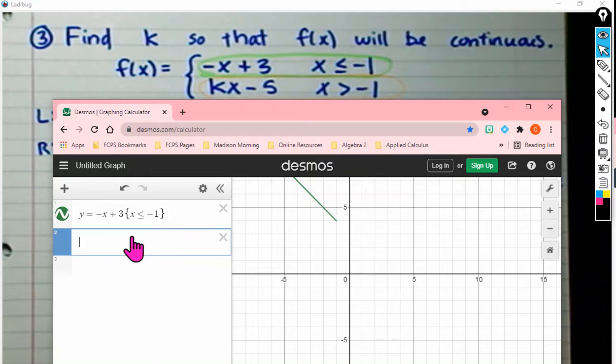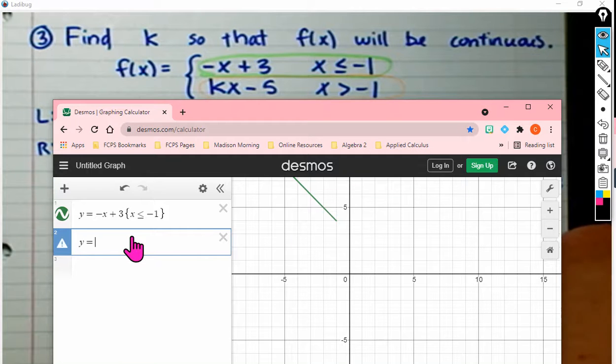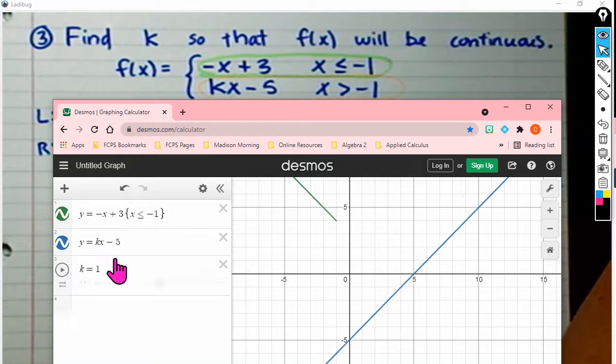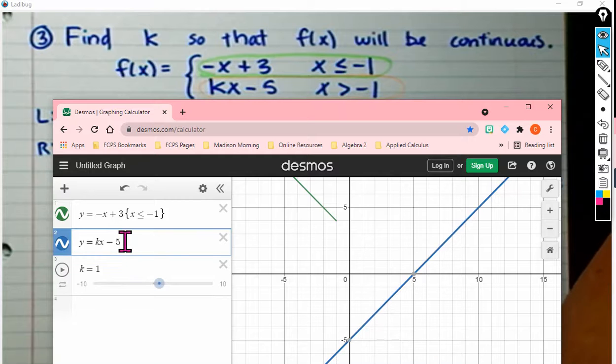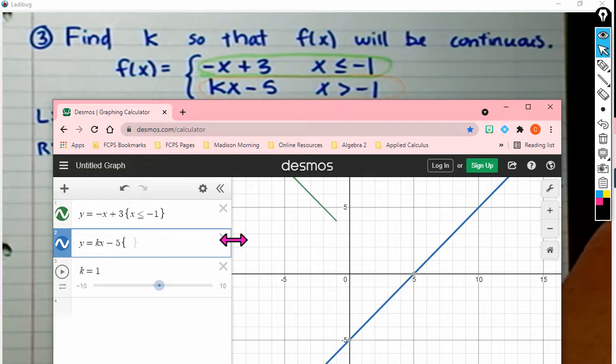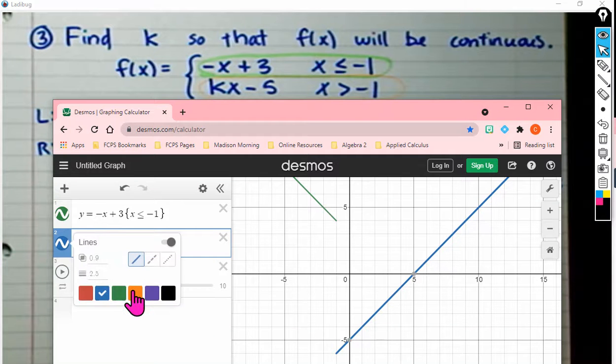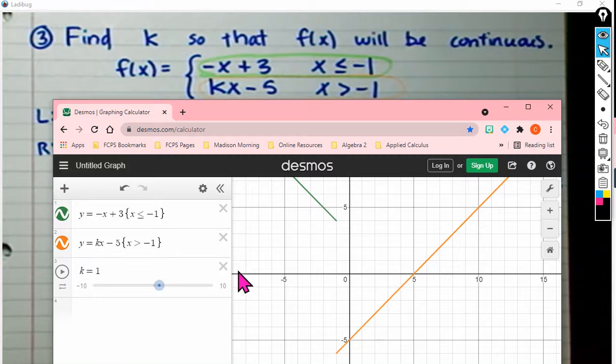Okay, so now I'm going to graph the orange one. Y equals kx minus 5. Okay, I'm going to add a slider for k. And I'm going to add the domain. So this is for x is more than -1. And let's make it orange because it's orange. Okay. And notice that these two things don't touch.